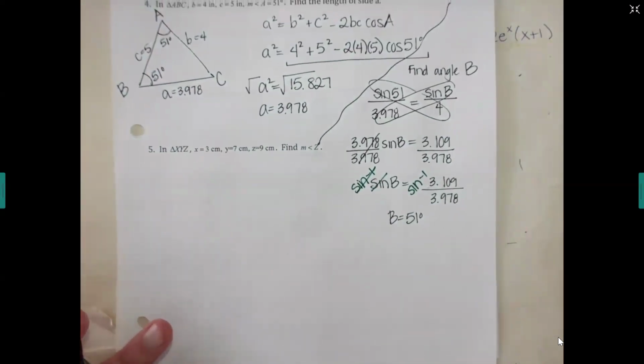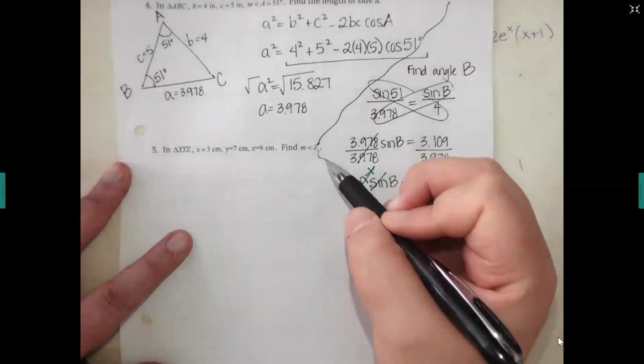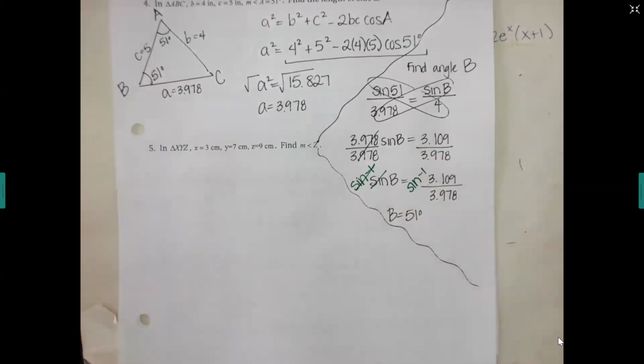Okay, this one is going to be a little bit tricky, so I want you to do your best to stick with me on this question. What you're going to notice is on this one, you have side, side, side. You don't have any angles. Okay, you're asked to find measure angle Z.